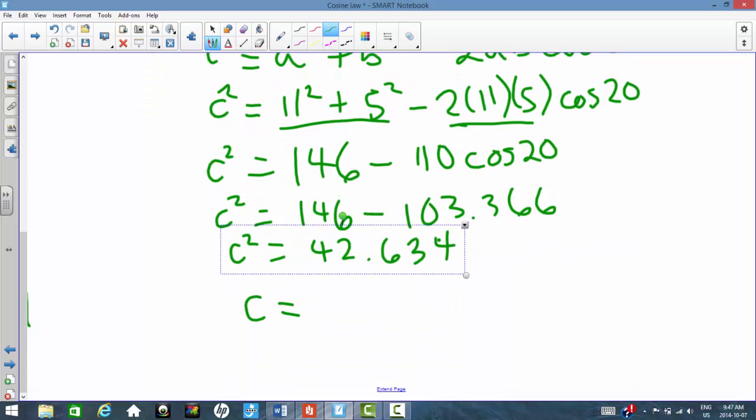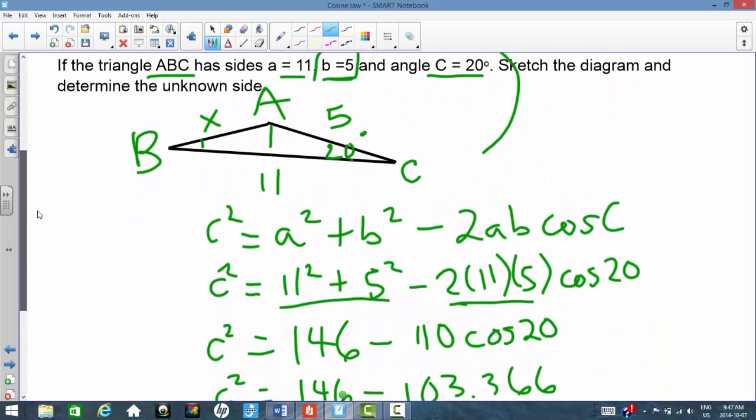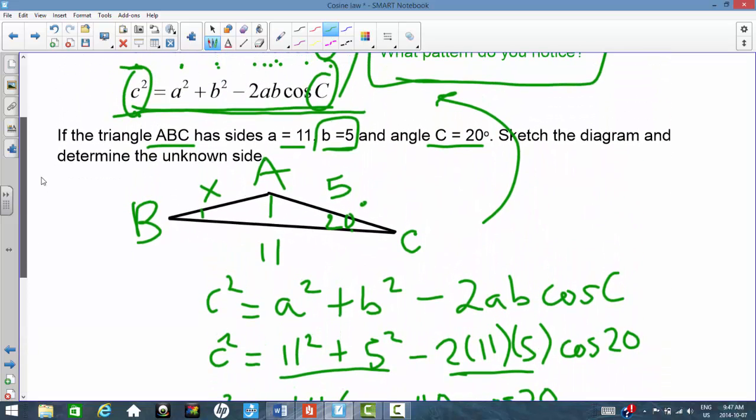Now, in order to find C, I find the square root. I take the square root of 42.634, and I get 6.5 centimeters. So the value of C is 6.5 centimeters. This is just strictly an application: finding the right formula and plugging in the numbers. The hard part is setting it up, and figuring that part out.